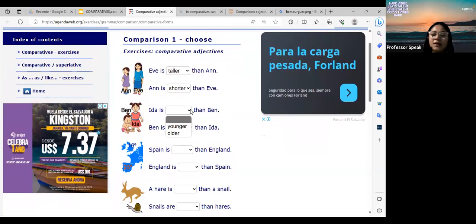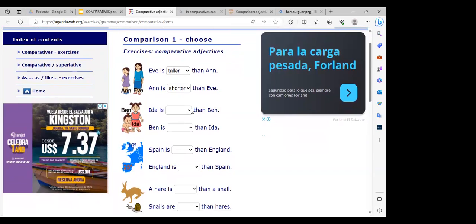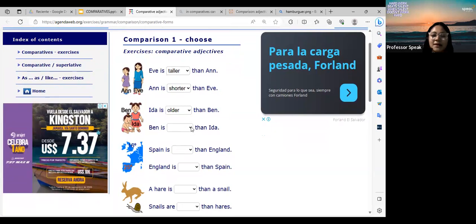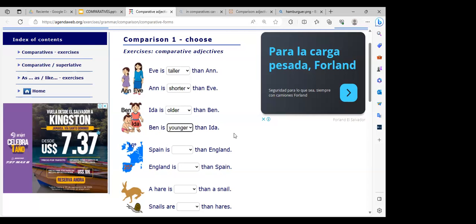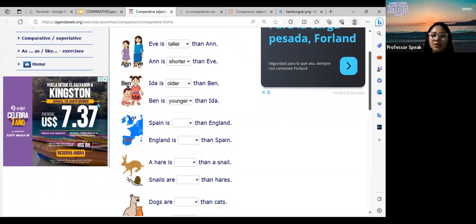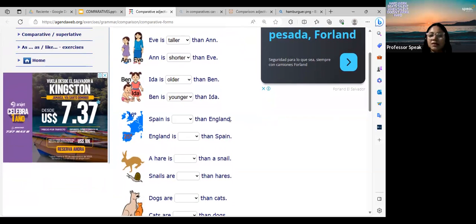We have young and old. Those are the two options. Porque creo que ustedes no pueden ver cuando yo selecciono, so I will tell you. Older. Ida is old. Okay, older than Ben. And tell me, Diana, Ben is than Ida. Younger. Very good. Ben is younger than Ida. Very good, thank you. Continue, Alexander, with the other one. Spain is than England.